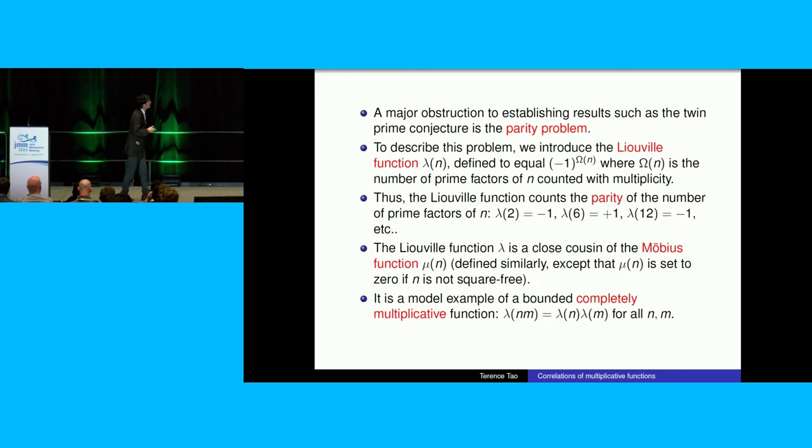You can work with a non-sparse version of the twin prime conjecture where you don't work with primes, but you work with red and green. And that's called the Chowla conjecture. There's the general case up there, but maybe I'll start with the special case.